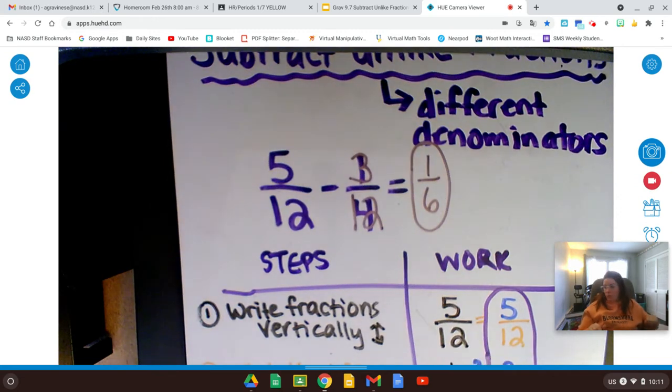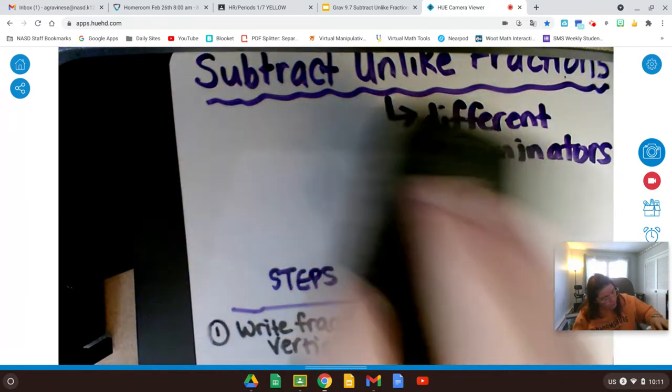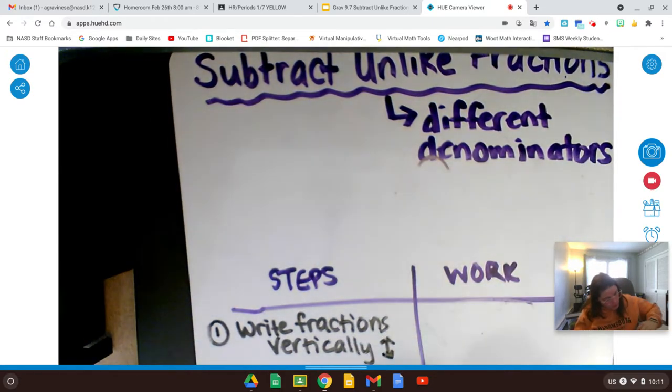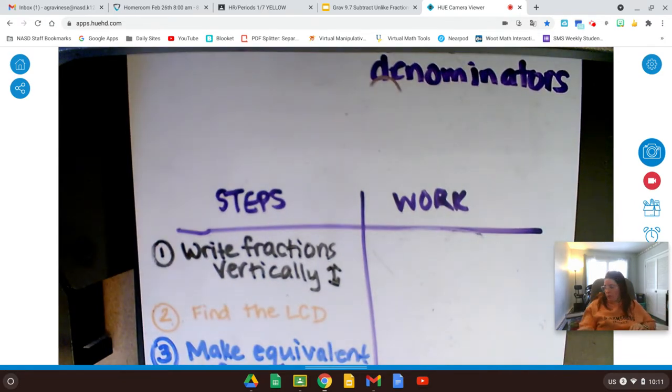All right, let's do one more example. I'm going to keep my steps the same. I don't want to have to rewrite them over and over. All right. In our next example, we're going to take 4/5 minus 1/2.